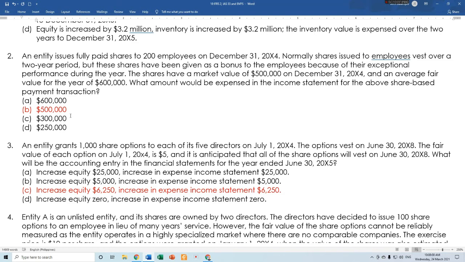So obviously, number 1, wala na tong vesting period kasi fully vested na siya. Okay? Number 2, kailan binigay? December 31, 20x4. So that is the grant date. So kailan binigay dun din, di ba? So that is also the measurement date. Magkano ba ang amount nung grant date? Also the measurement date, 500,000. So the answer for number 2 is letter B, 500,000.